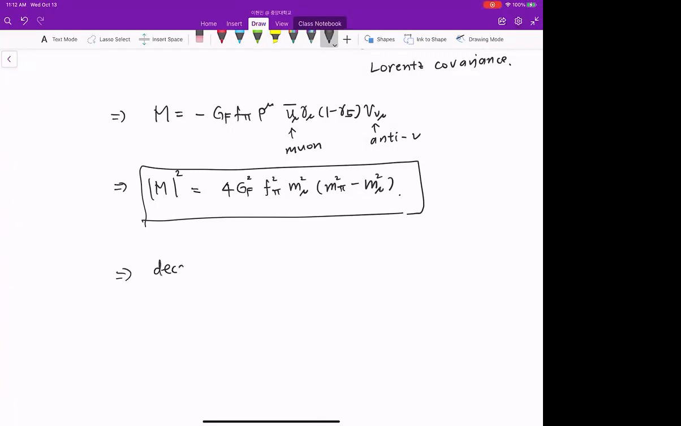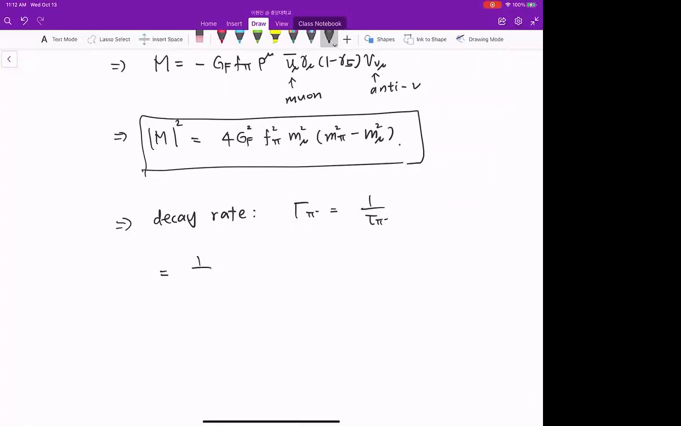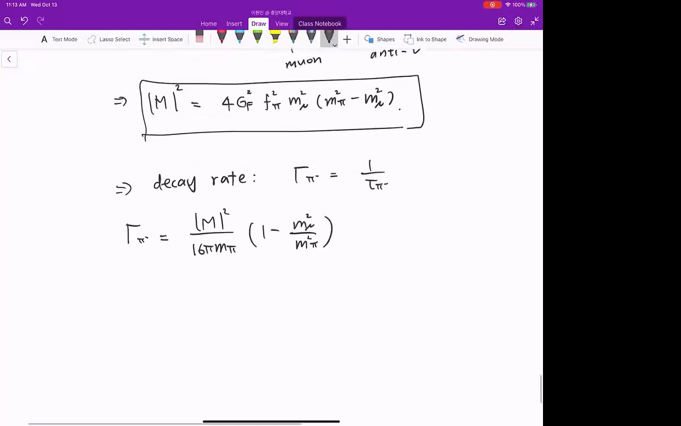The decay rate of the charged pion is the inverse of the lifetime. So this decay rate written down explicitly, maybe just the formula. So the decay rate is given by, and this is if you plug in this result.